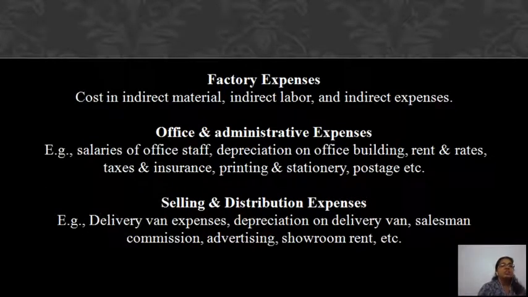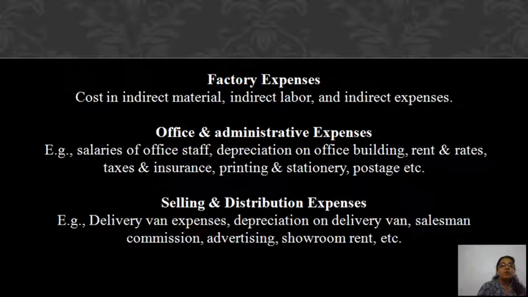The first indirect expenditure which we have to consider in a cost sheet is factory expenses, or we also call it factory overheads. What is that? Any expenditure which is incurred within the factory premises is known as factory expenses. Any cost of indirect material, indirect labor, or any indirect expenses, right?